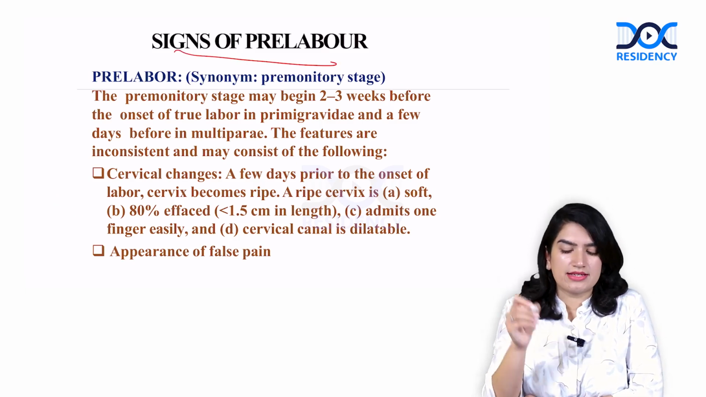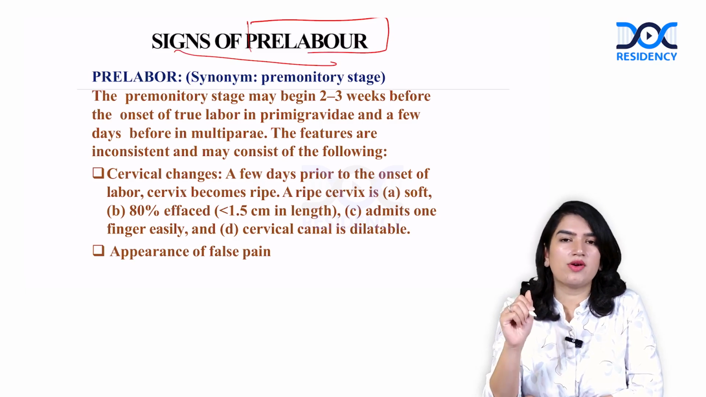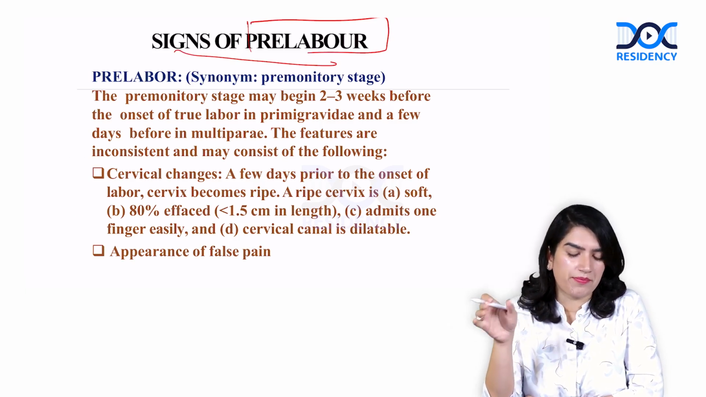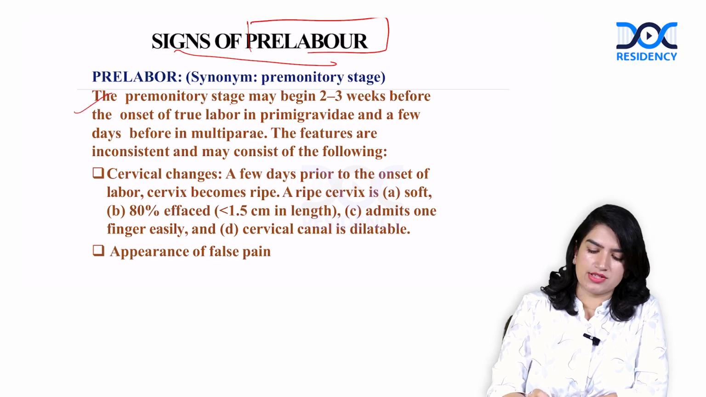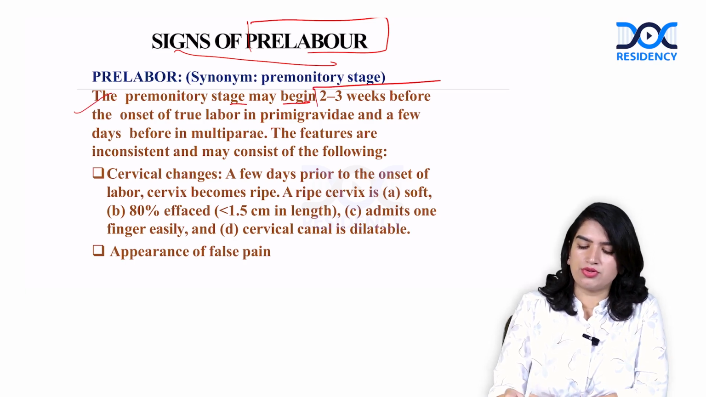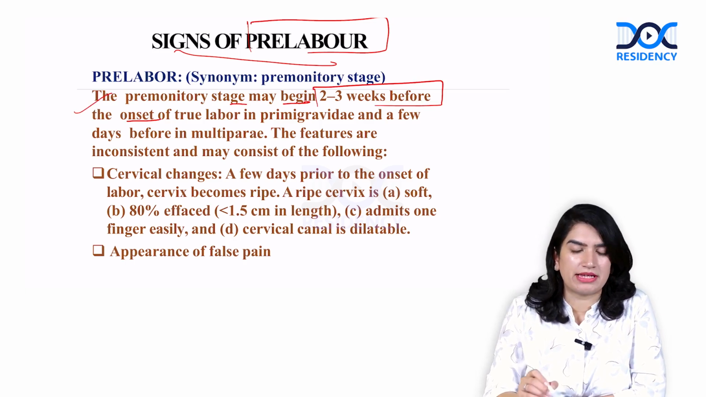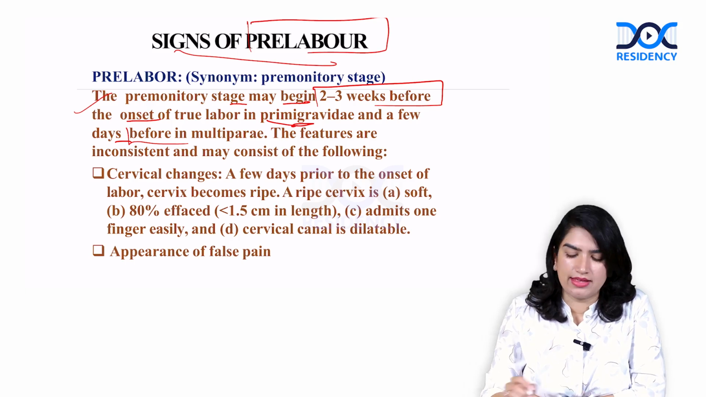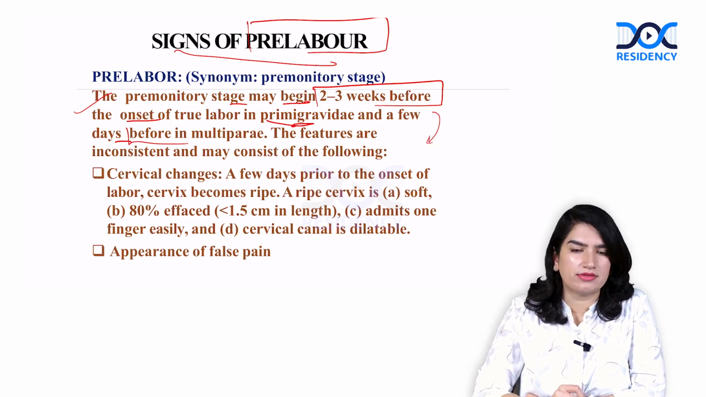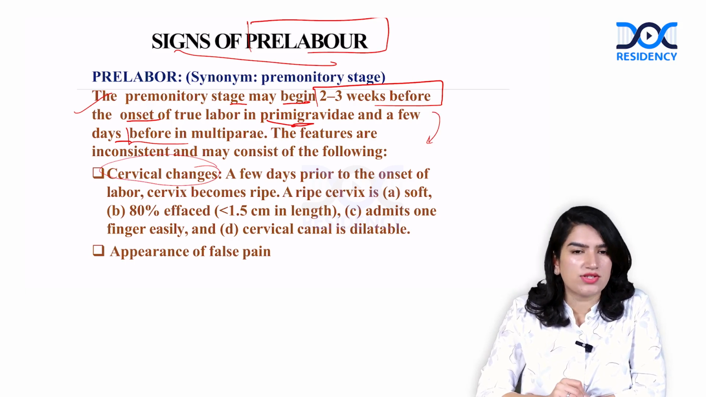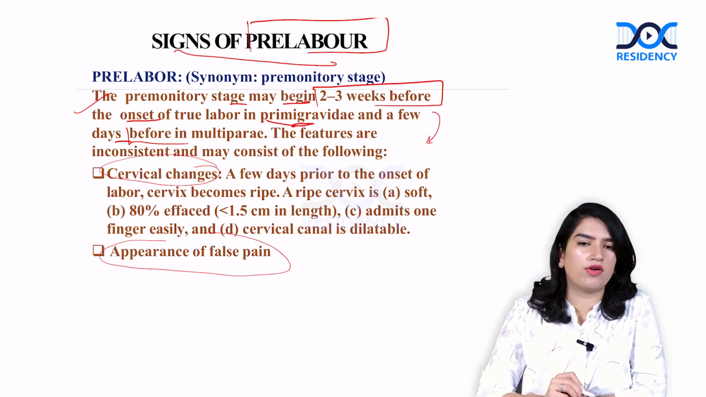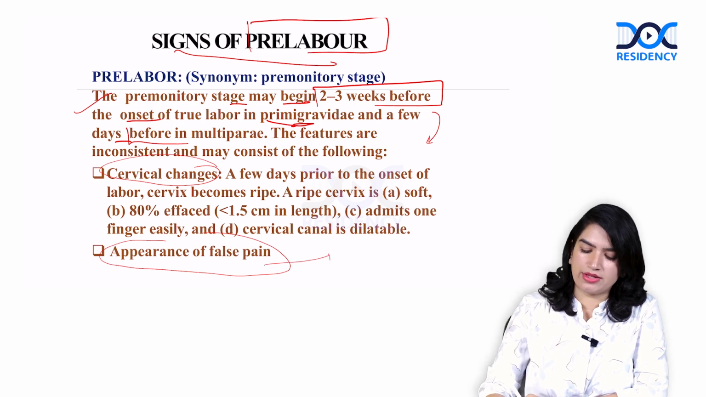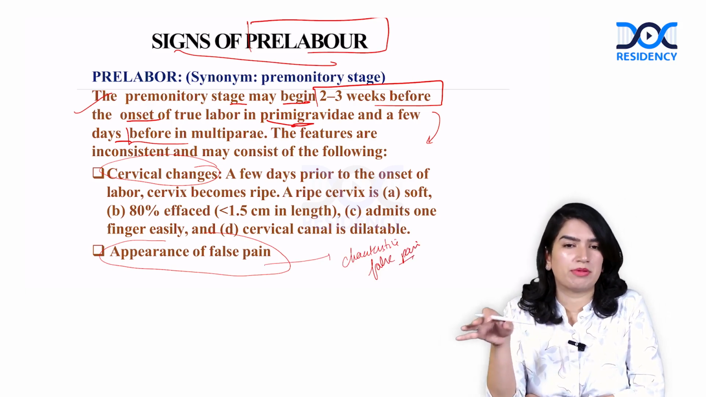Now we have another term, that is pre-labor. It is also called the premonitory stage of labor. The premonitory stage usually begins 2 to 3 weeks before the onset of true labor in primigravida and only a few days before in multipara. So what happens in pre-labor? We have cervical changes and the appearance of false pain. I've already told you the characteristics of false pain, and we will learn to differentiate false pain from true labor pains.